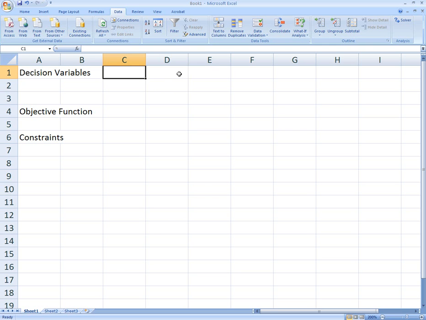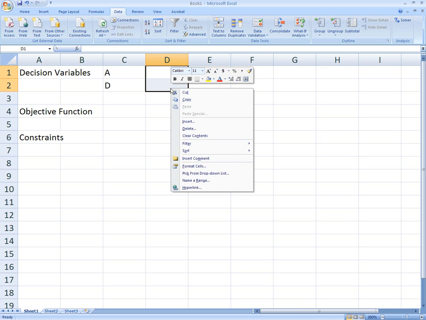So right here I'm going to put some labels. I'm going to put the label A here and the label D here, and we're going to let A represent the number of athletic shoes that we produce, and I'm actually going to have that number go in cell D1. So again, in cell C1, that's just a label. The letter D there is to remind me that in cell D2, that's the number of dress shoes to produce. So these cells right here, D1 and D2, I'm calling those my decision variables.